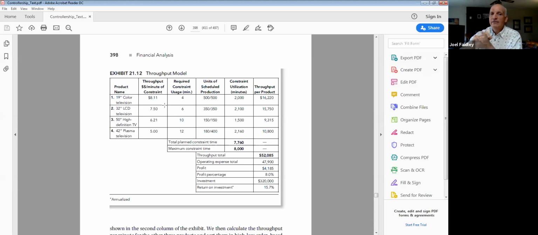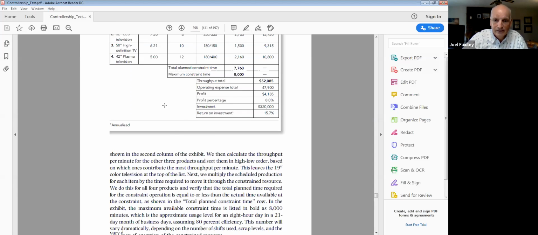So that 19-inch TV, $8.11 is in effect your gross margin. Required constraint, 4 minutes. If they're going to schedule 500 and the utilization time is 2,000, they've got 2,000 minutes available. And that says we're going to have throughput per product of 16,220. Look at the next one, 750, 621. So they've got these ranked from top to bottom by which one's really the most profitable. It's kind of surprising the TV, if you truly had demand for 500 of those, even though the price is cheap. Well, maybe they have some more information down here at the bottom.